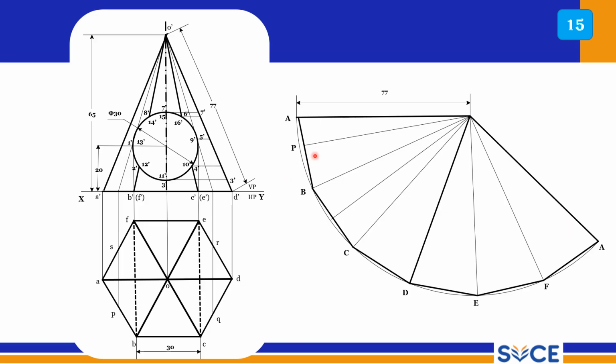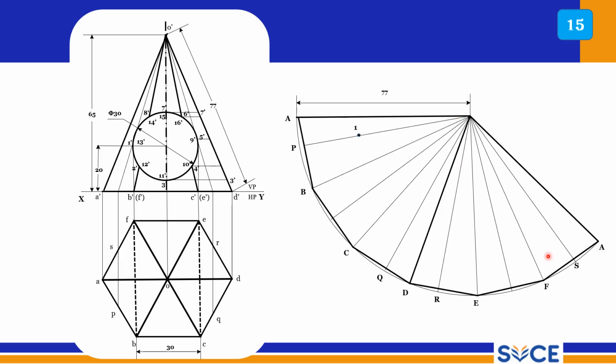Now this is my point P on the AB line. A towards B you mark point P, and similarly B towards C it is a midline, and you have Q. C towards D, Q, and D towards E you have R. E towards F you have a midline, and you have S here.